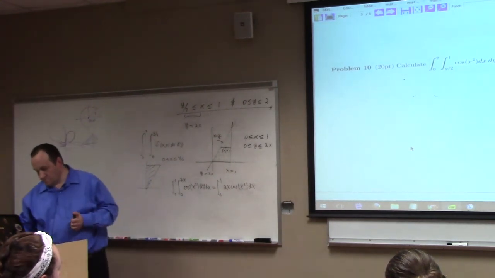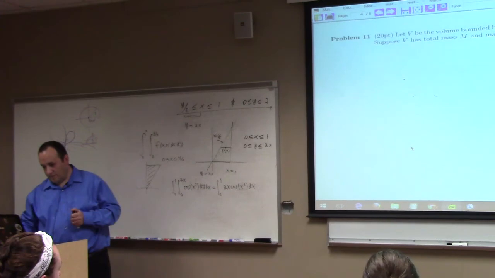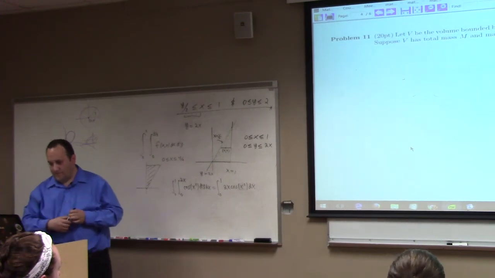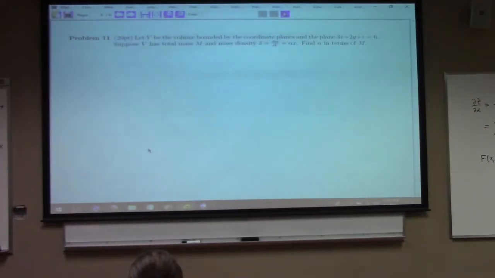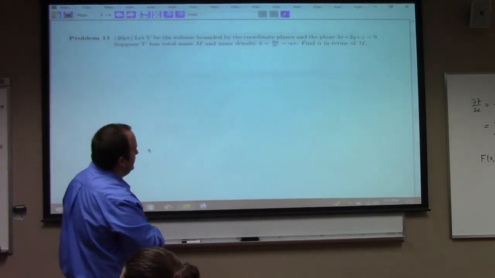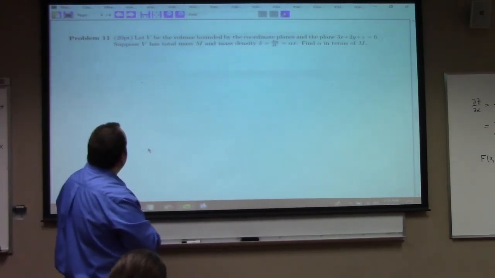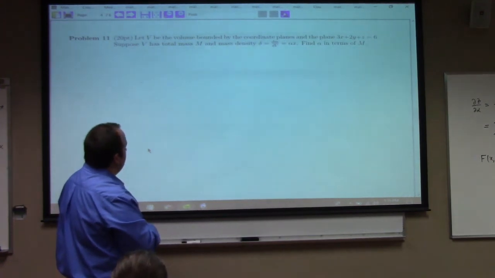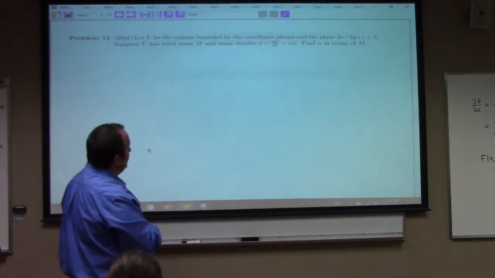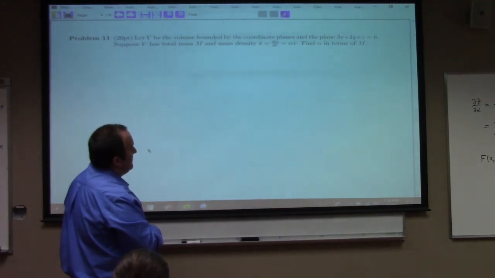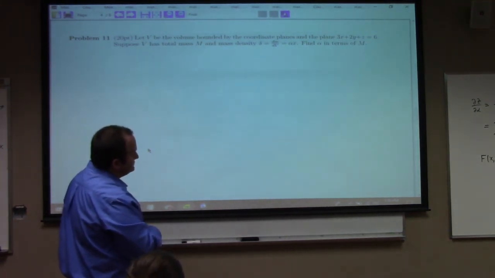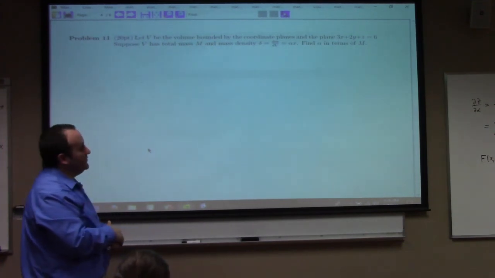Moving on. Let V be the volume bounded by the coordinate planes and 3x plus 2y plus z equals 6. Suppose V has total mass m and variable mass density, right, alpha x. Find alpha in terms of m. Interesting.